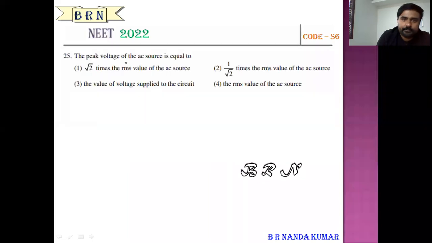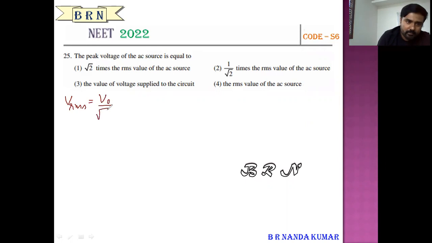Next one: the peak voltage of the AC source is equal to? This is a very simple problem. The options are root 2 times the RMS value of the AC source, or 1 by root 2 times the RMS value of the AC source. The value of voltage supplied to the circuit is the RMS value of the AC source. The formula is Vrms is equal to V0 divided by root 2, where V0 is the peak value of voltage. So the peak value of voltage is root 2 times the RMS value of the AC source. The right answer is option 1.